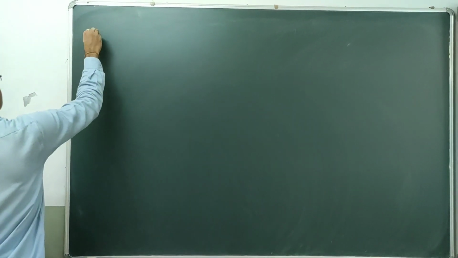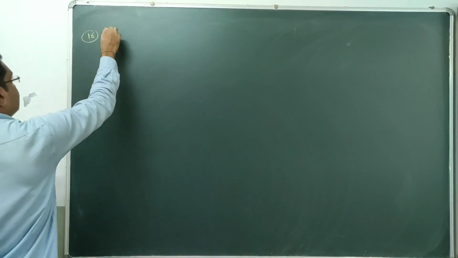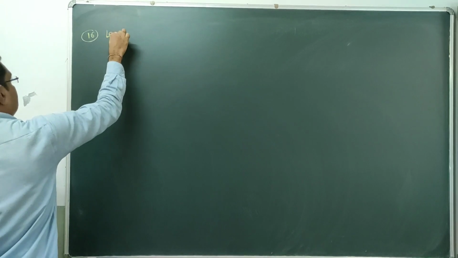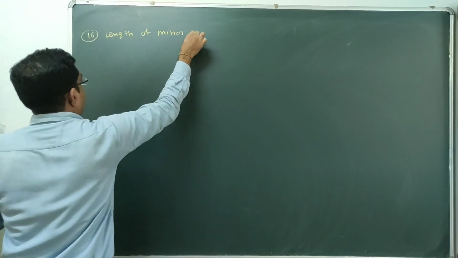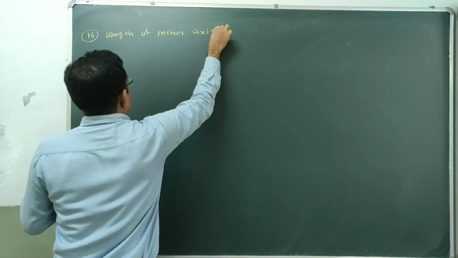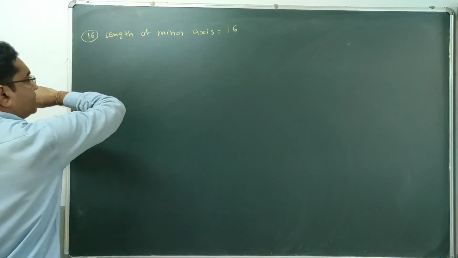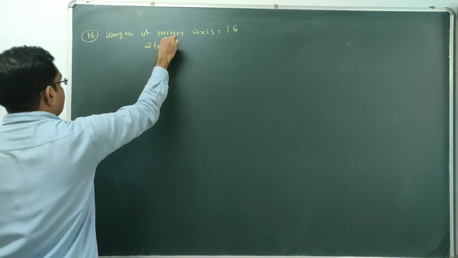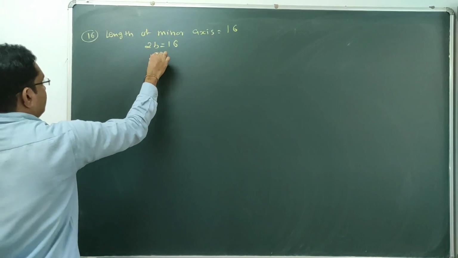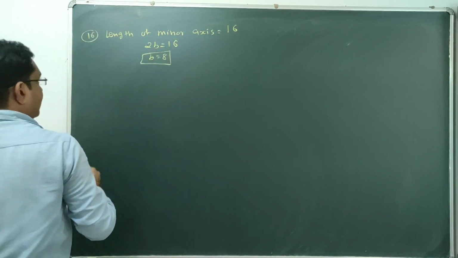Simple. So this is the solution of question number 14 as well as 15. So now question number 16. Length of minor axis is given; we had taken the major axis earlier. So the length of minor axis is 16. What is the length of minor axis? Length of minor axis is twice b, and twice b equals 16, and therefore b is 8.